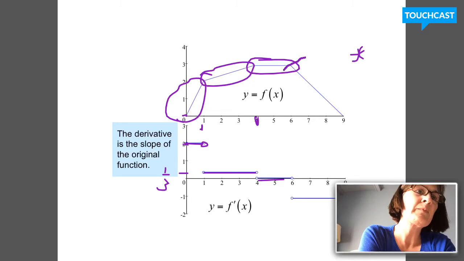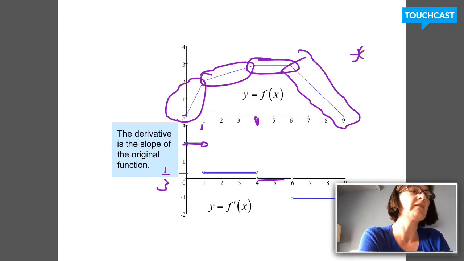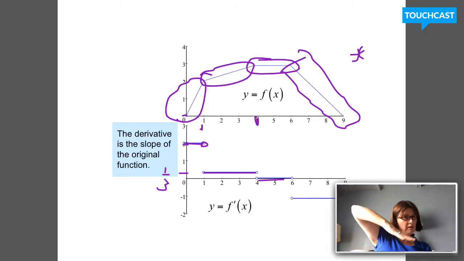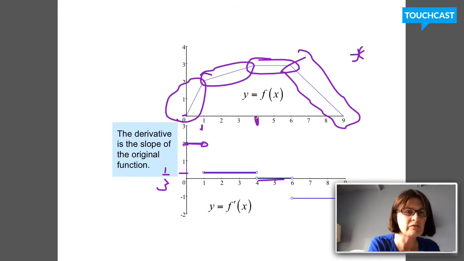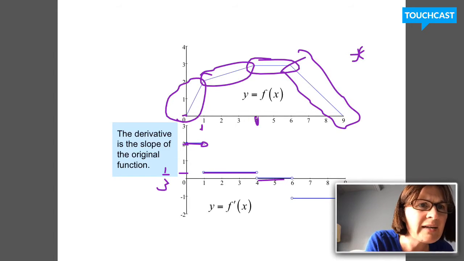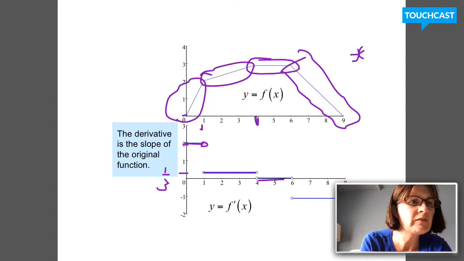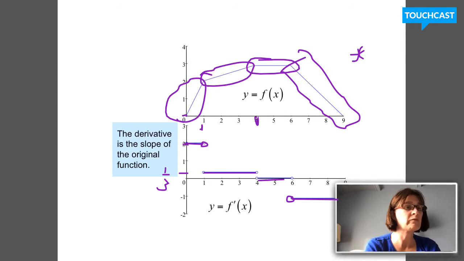And then notice here the last piece. This is the first piece of my piecewise function that goes downhill, for which f of x is decreasing. Notice that means I have a negative slope. And again, I can use rise over run to find that negative slope. Looks like -1. So you can see here I've drawn in the slope of -1.